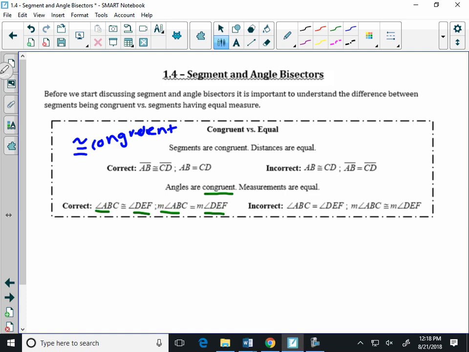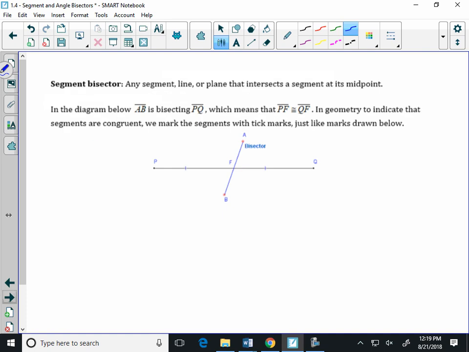So the incorrect way would be to not have the m's and use the equal sign, or have the m's and use the congruent sign. It's just a picky thing. I'm not too picky about it, but just so you know what those symbols mean. The little m just means measure of. This means congruent. Okay. Questions over that? No. Now we can start.